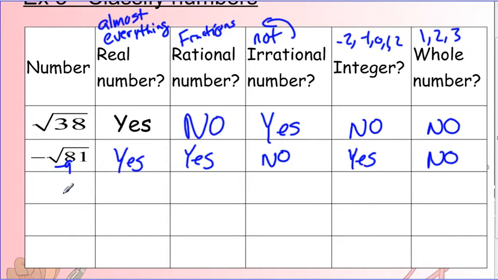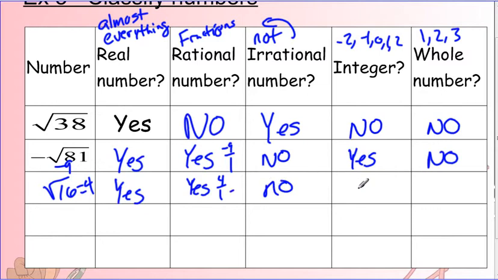We'll do one more together. Square root of 16, and then I'll let you do the bottom two by yourself. So square root of 16 equals 4. Is it real? Yes. Can you write 4 as a fraction? Yes. 4/1. Is it irrational? No, because these are opposites. Is it an integer? Yes, because integers are both positives and negatives. Is it a whole number? Yes, because whole numbers are positives.